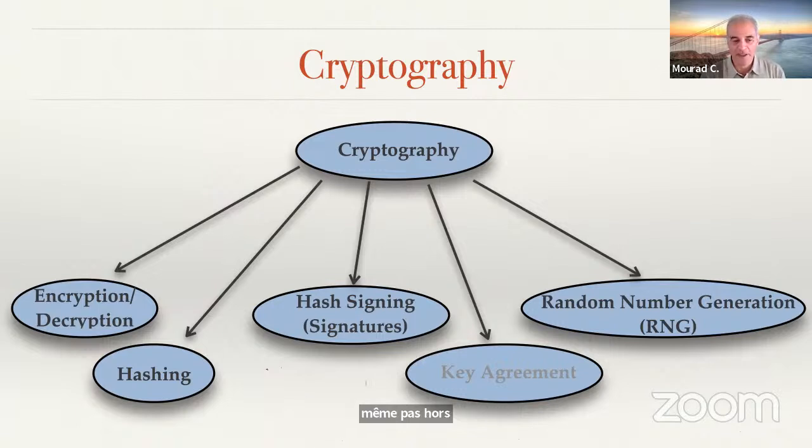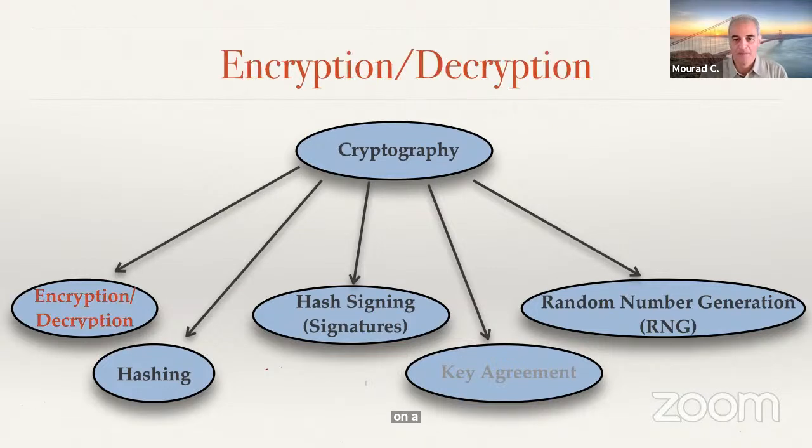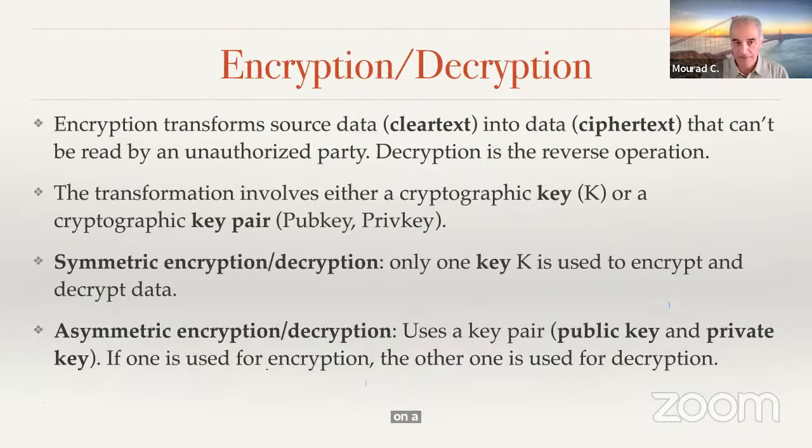So encryption, decryption, that's part of cryptography. Hashing, and we'll talk about hashing later. Hash signing, key agreement, and as you can see, that's in gray because it's not really used for data protection, not directly anyway. So that's why we want to cover it. And then random number generation or RNG.